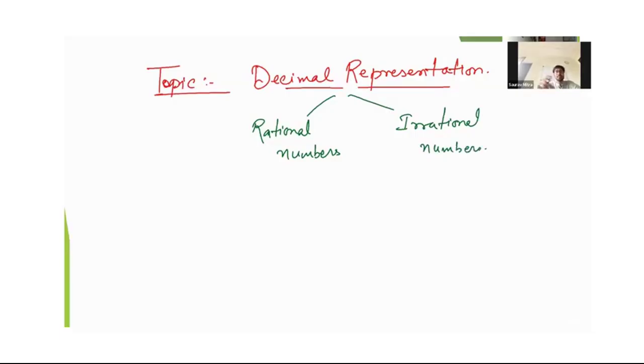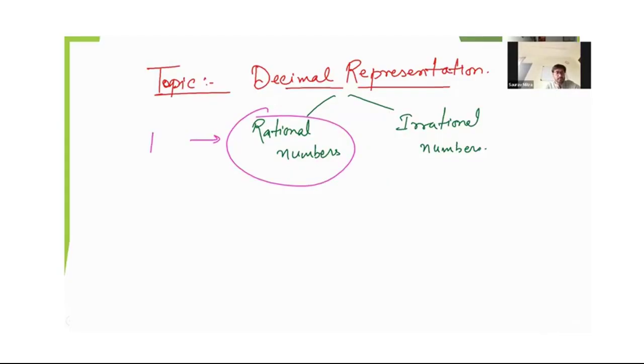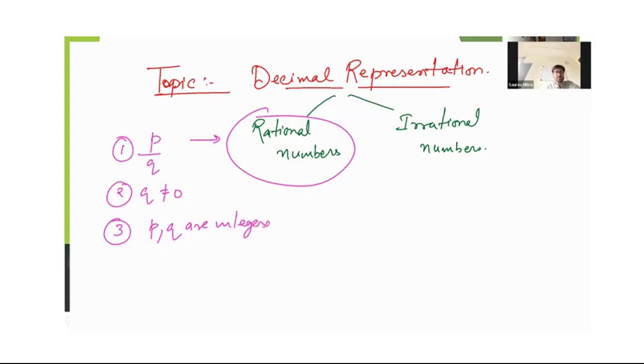First of all, we should know our basic definition of rational numbers. Rational numbers are always written in the p by q form, where q is non-zero and p and q are integers. This is the form of a rational number as a fraction. But now here we will discuss their decimal representation.